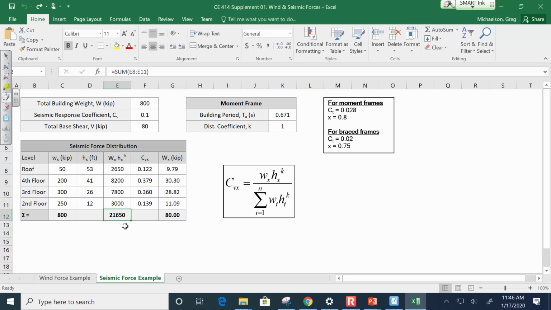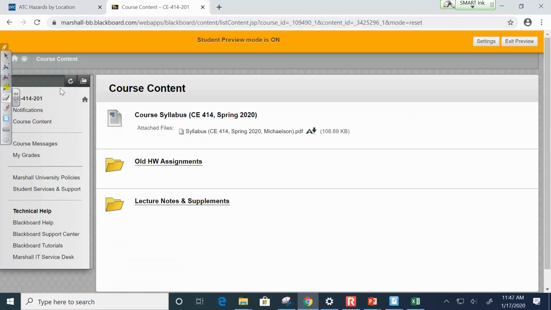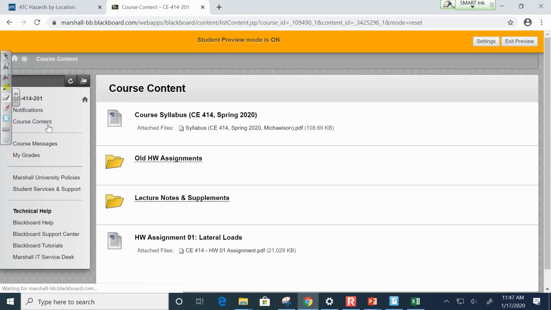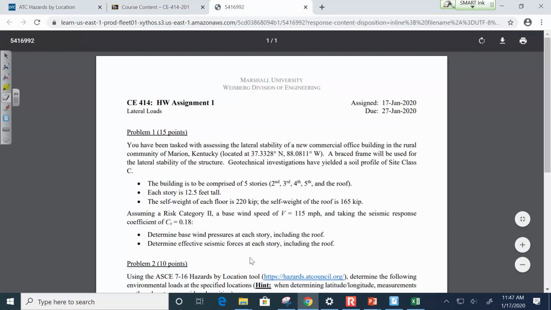Sound good? All right, so real quick, I want to show you what I've got on the homework. Now, let me show you one thing. I didn't have a chance to show you this. So this is the Blackboard page. I did want to show you that I've uploaded a good bit of material. If you go to course content, one of the things you will see is the homework assignment. And the homework assignment is just 2 problems.